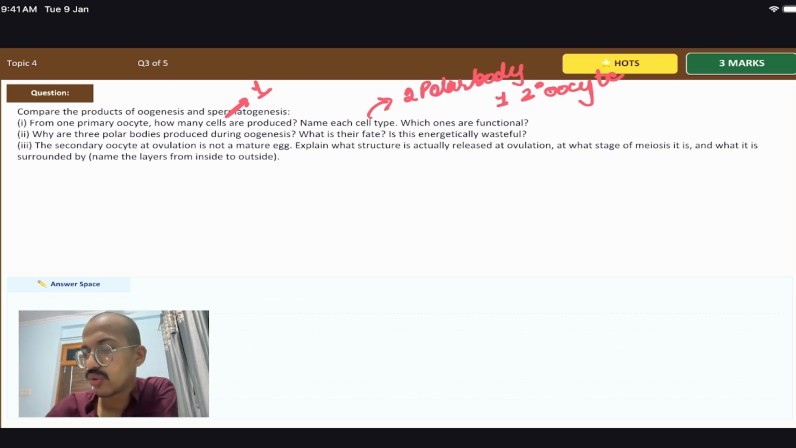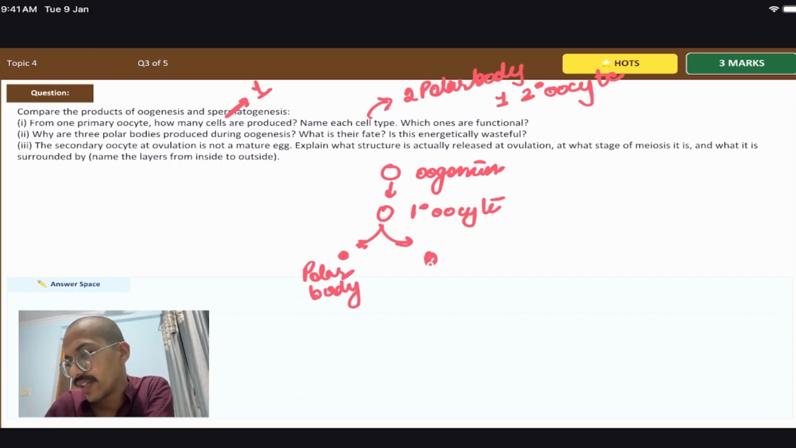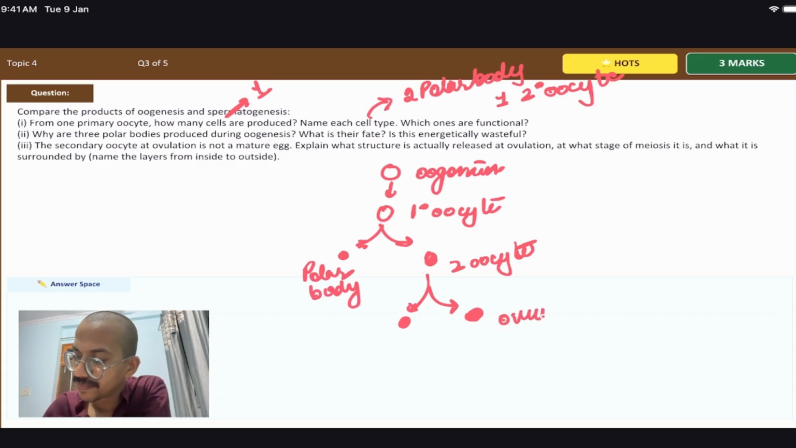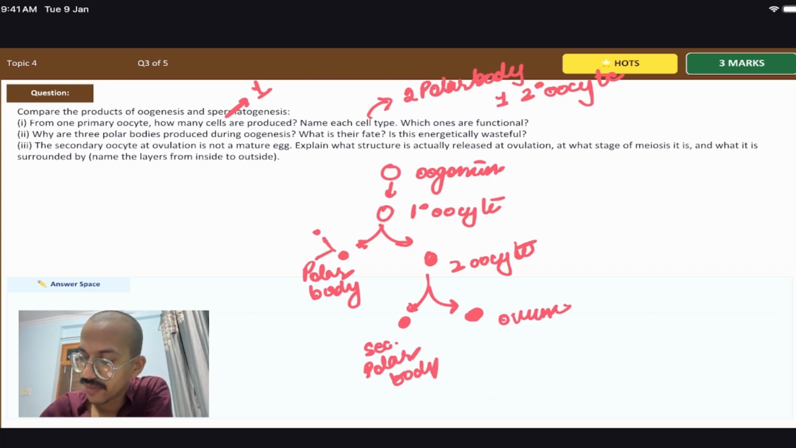So this is what you know: the oogonium forms the primary oocyte. This primary oocyte divides into two. One is the polar body, one is the secondary oocyte. Later on this secondary oocyte also divides and forms the ovum plus the second polar body. So they are saying that the first polar body can divide. Okay, so this is how three polar bodies are formed.